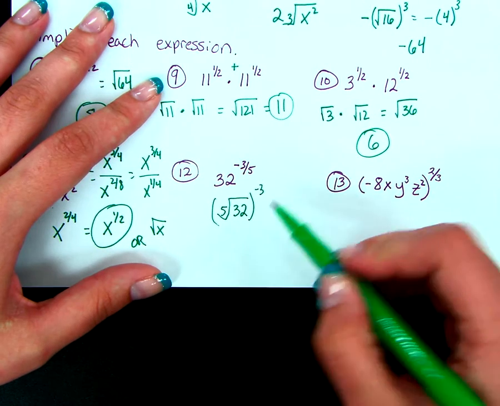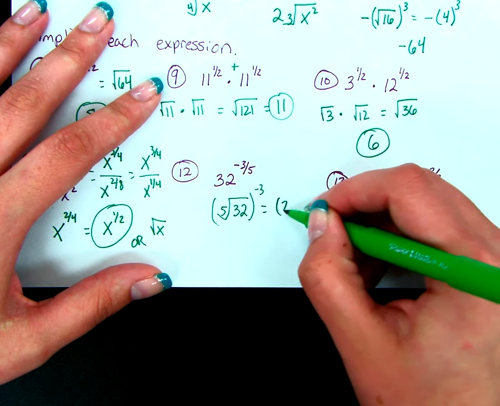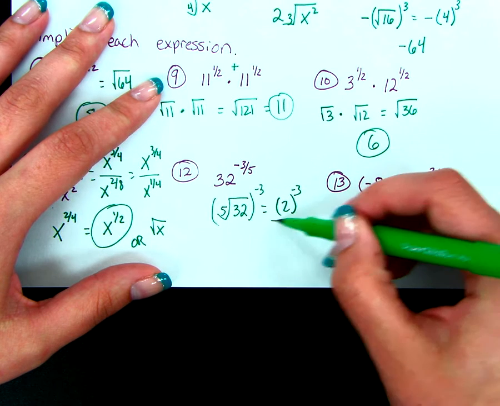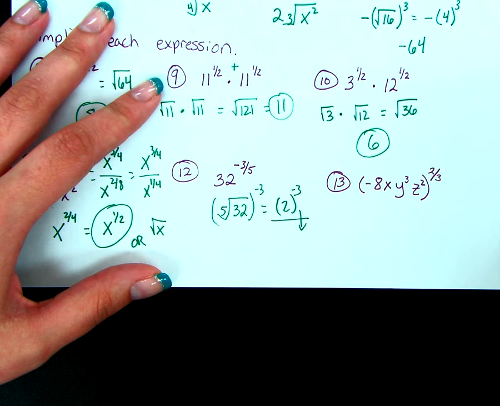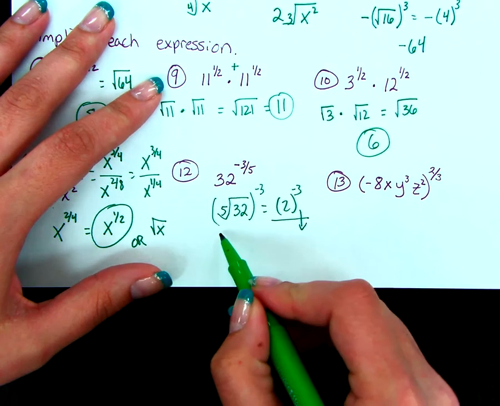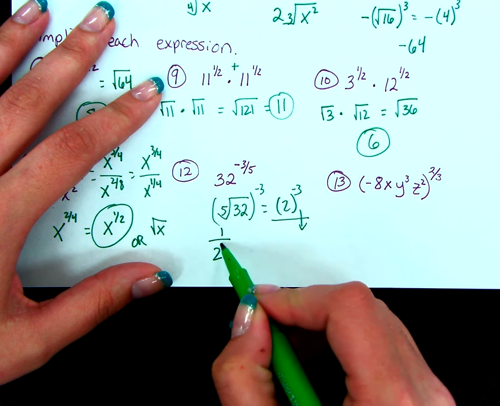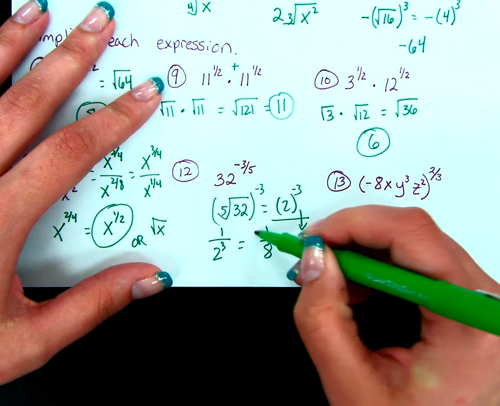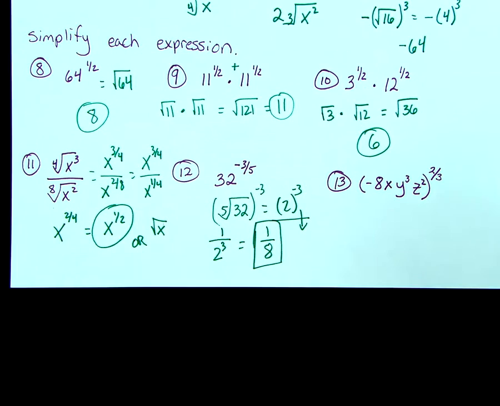So now the 5th root of 32 is 2, and then still to the -3. So remember, when we have a negative exponent, that is telling us to move it down to the denominator. So this is really saying 1 over 2 cubed, which would then give us 1 over 8. So that is our final simplified answer.